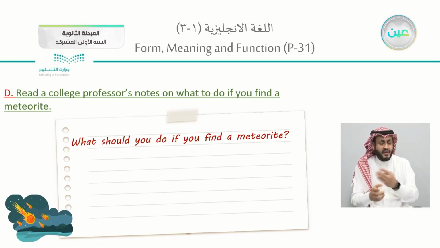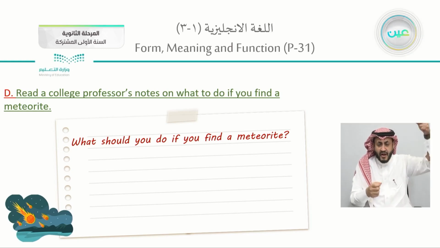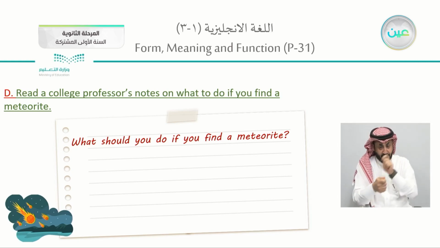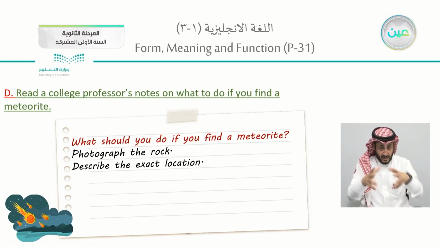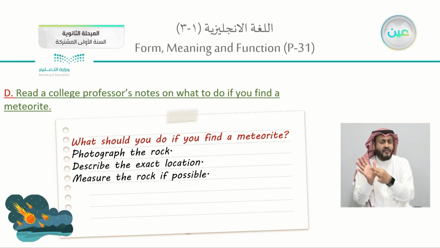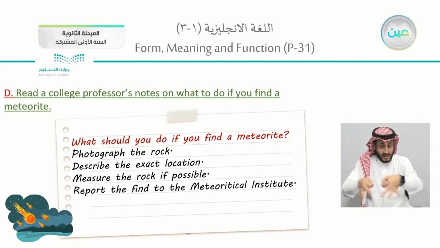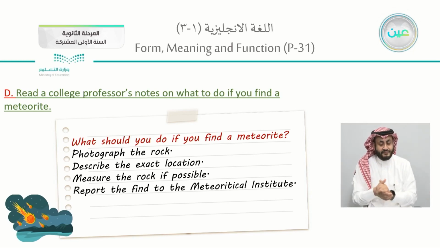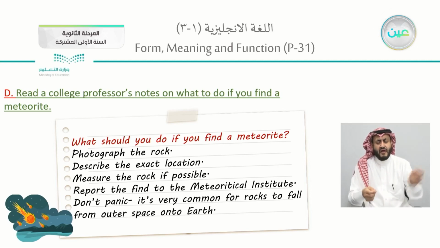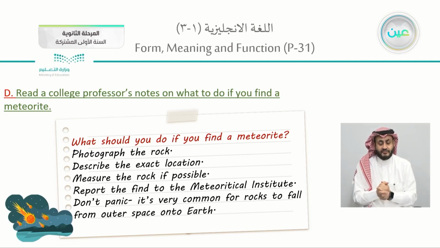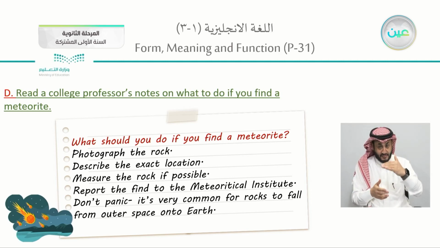Here in your books, page 31, read a college professor's notes on what to do if you find a meteorite. So these are the advice from an expert. What should I do if I find a meteorite? Photograph the rock. Describe the exact location. Measure the rock if it is possible. Report the find to the Meteorological Institute. And don't panic, it's very common for rocks to fall from outer space onto Earth. So these are from an expert.